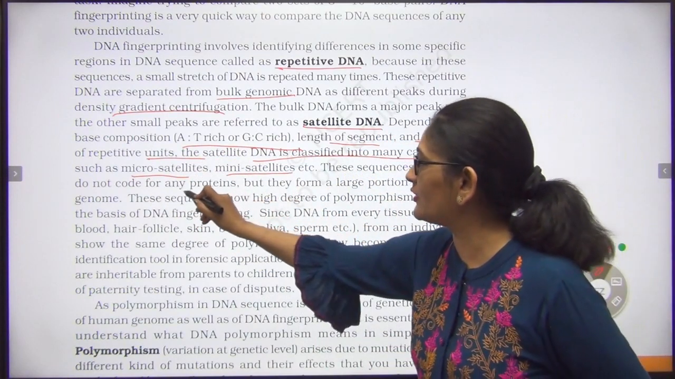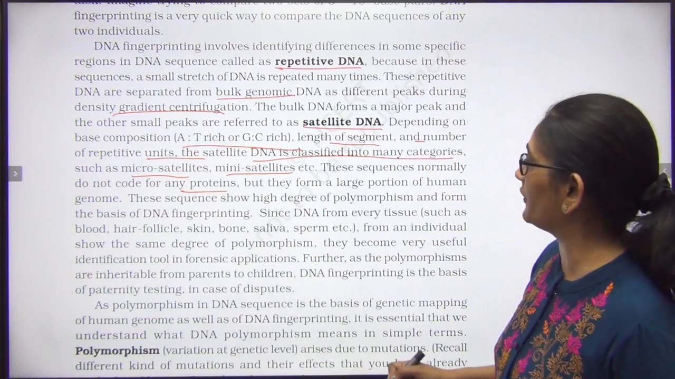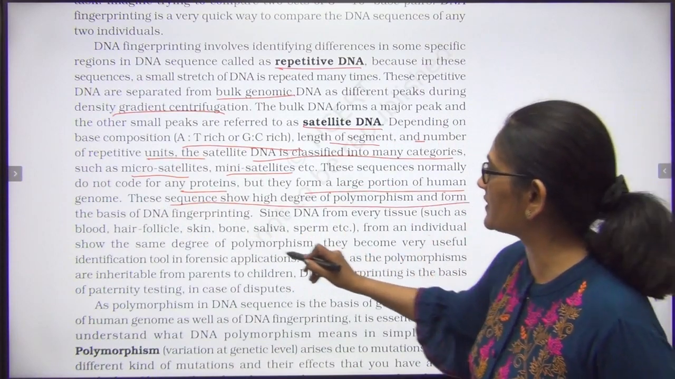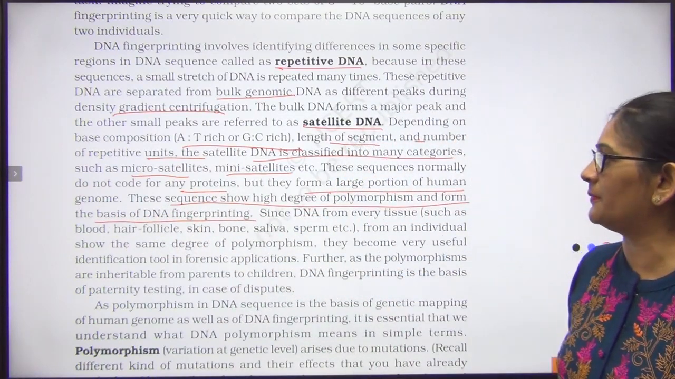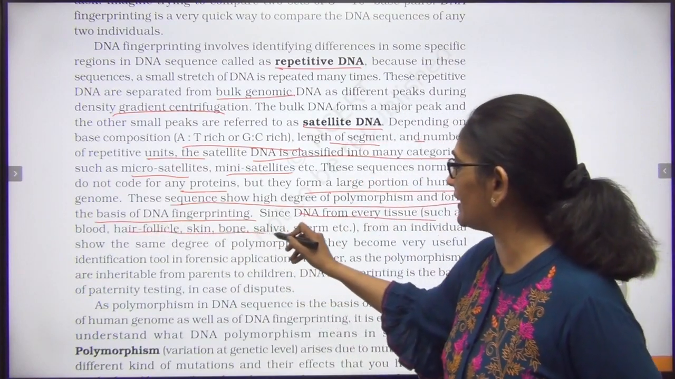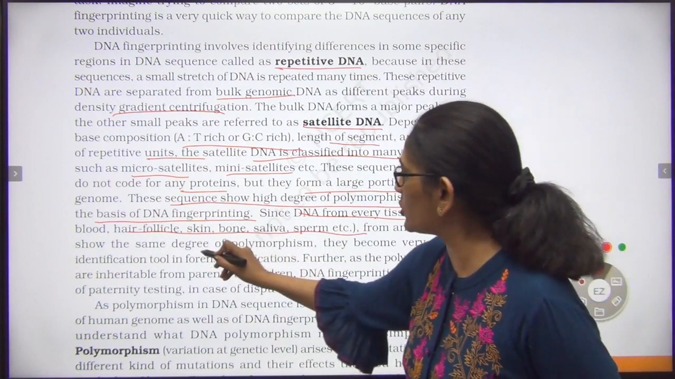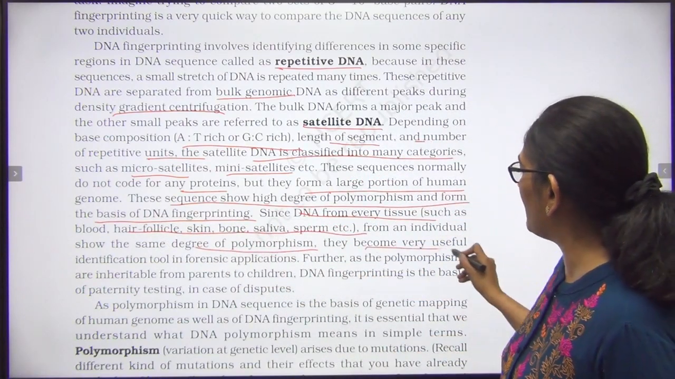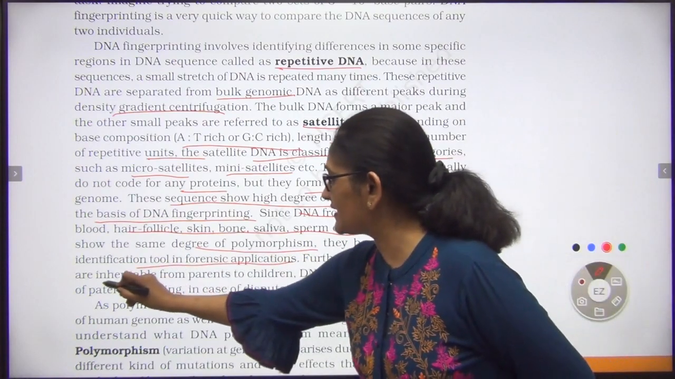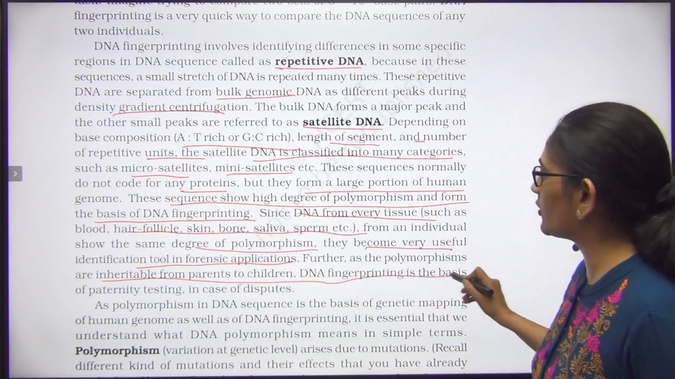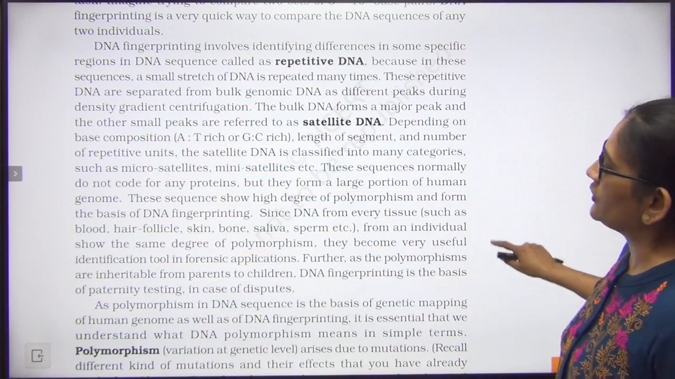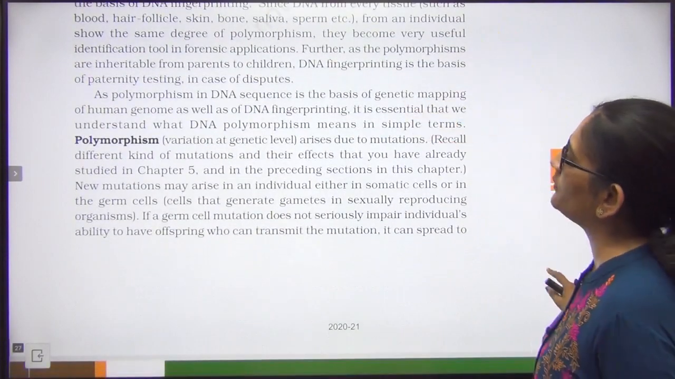These sequences normally do not code for any protein. Why? Because they are a part of introns, but they form a large portion of the human genome. They show a high degree of polymorphism and thus they form the basis of DNA fingerprinting. Right? Now since DNA from every tissue like hair, blood, skin, bone, saliva, sperm of an individual shows the same degree of polymorphism, they become a very useful tool in forensic applications. Further, since they are inheritable from parents to children, they are also the basis of paternity testing in case of disputes. Right?